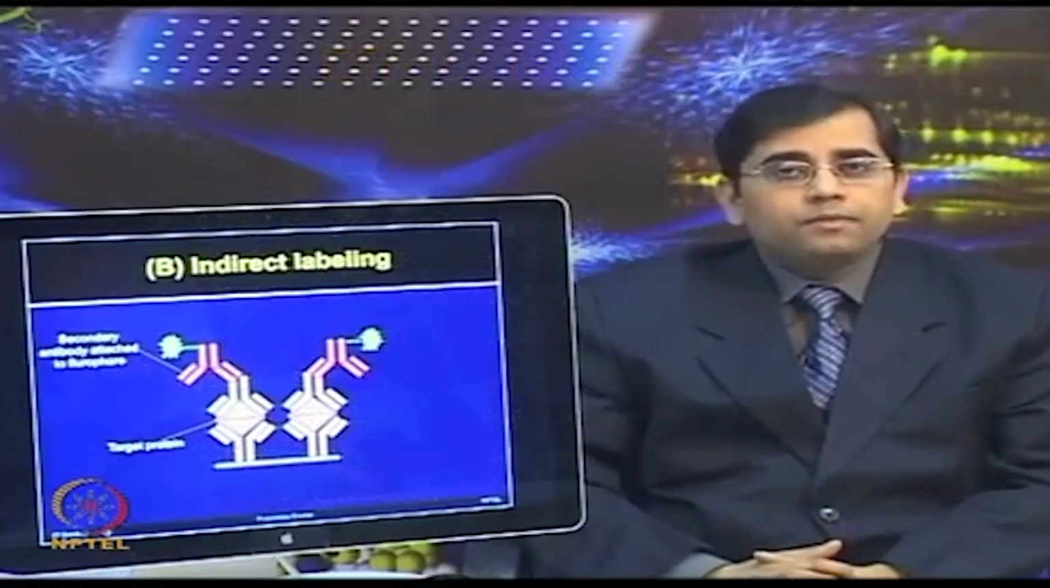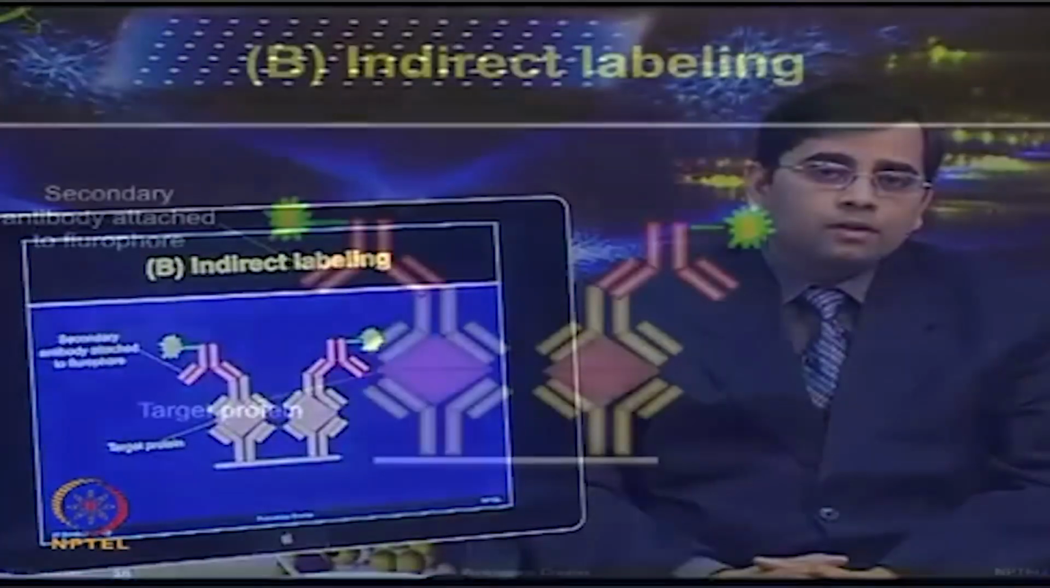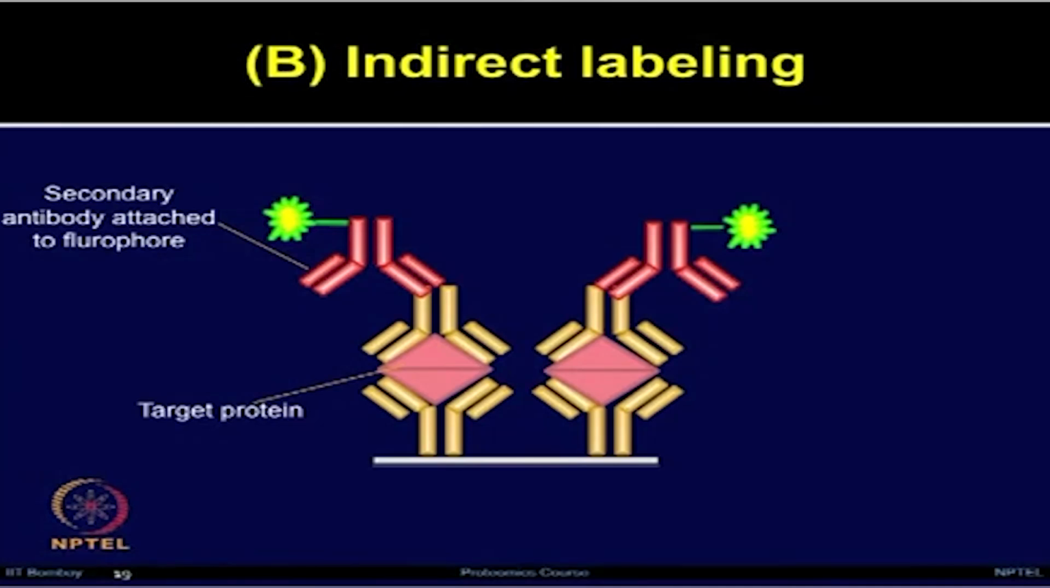Let us now discuss indirect labeling. In the indirect method, the unlabeled target proteins are captured by antibodies which are immobilized on the microarray surface. Detection is carried out by a secondary antibody which is attached to a fluorophore molecule. The indirect labeling method offers higher specificity due to the binding of two target antibodies at different epitopes to the analyte of interest, and high sensitivity because of the low background labeling.